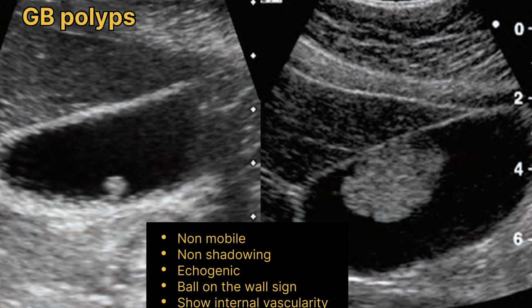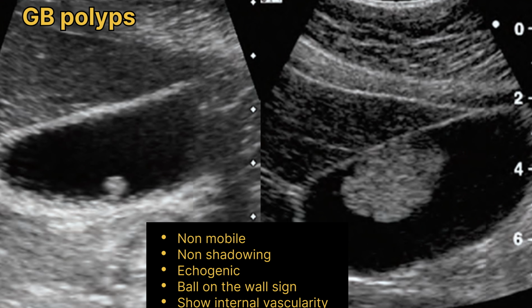Polyps do not produce any shadow, and polyps less than 5 mm are cholesterol polyps and there is no need to investigate further. Multiple polyps, or those larger than 10 mm, are mostly tumors. They may be malignant or benign, and they should be sent for biopsy.